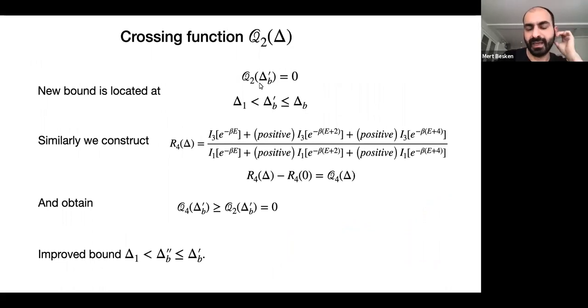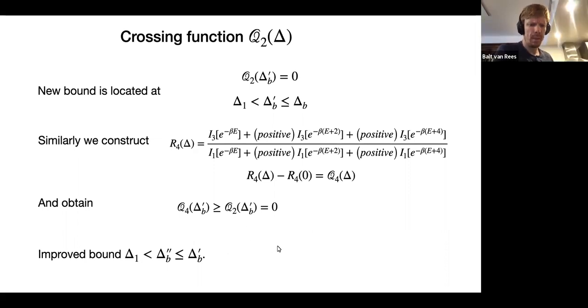So the new bound is located at the zero of this new crossing function Q2. And as I tried to convince you, because of these positive constant coefficients, this is smaller than the original bound. And similarly, we construct this R4 by adding more terms. These are positive. So as we keep adding them, we just improve our bound. This Q4 at the previous bound is actually greater than zero, which was the zero of the previous guy.